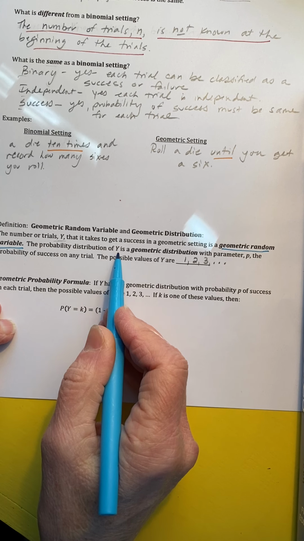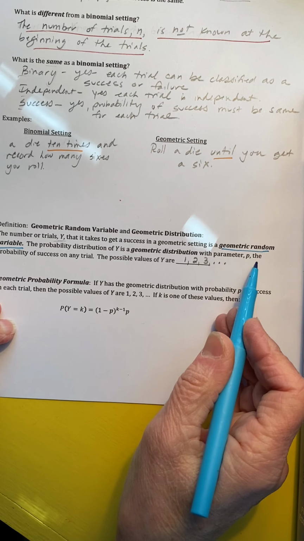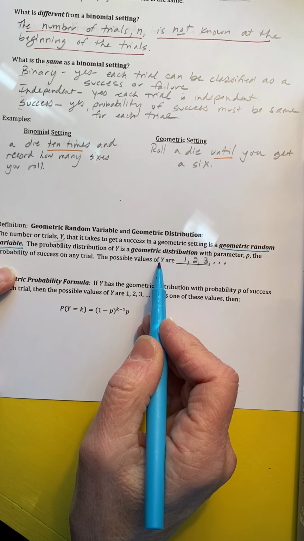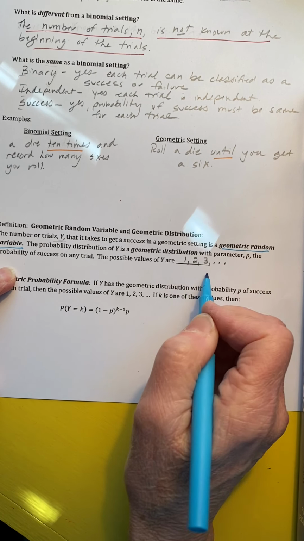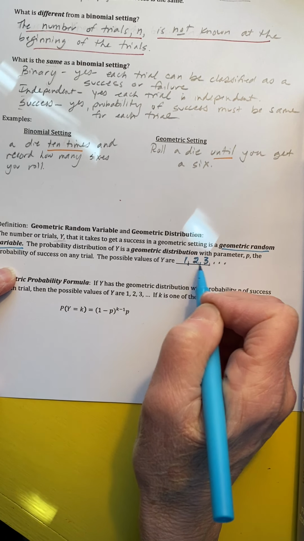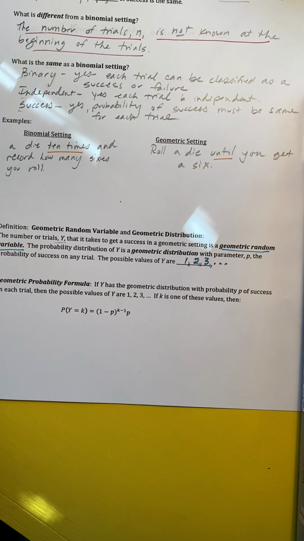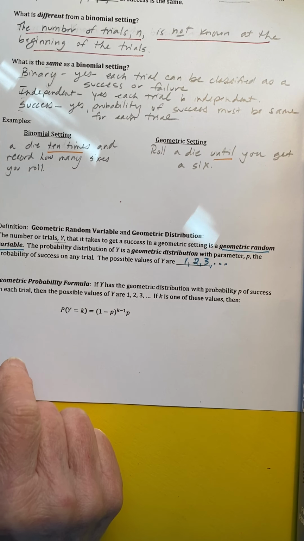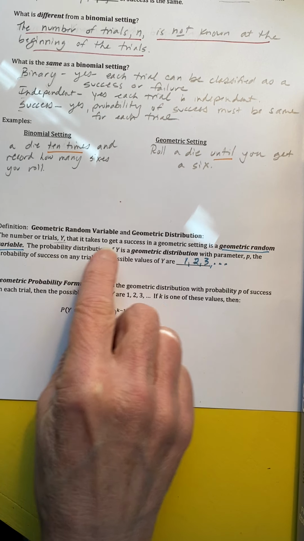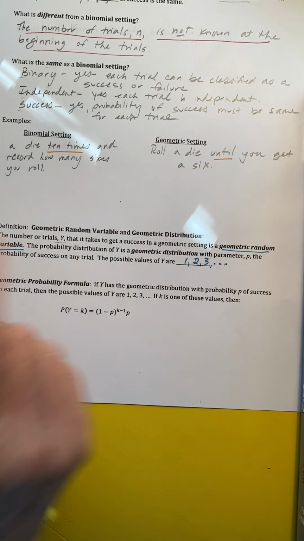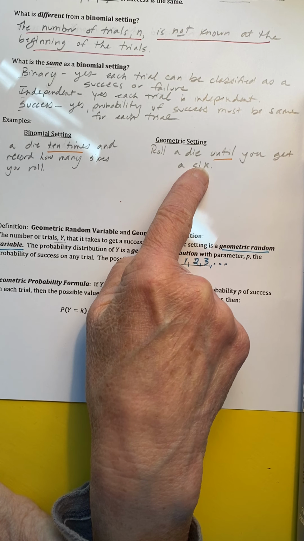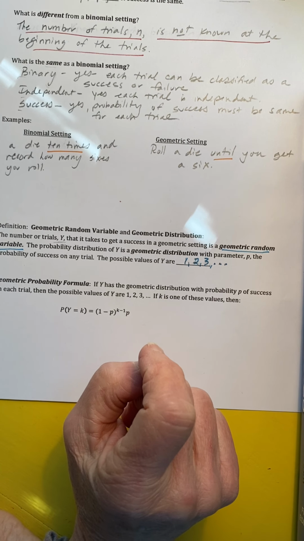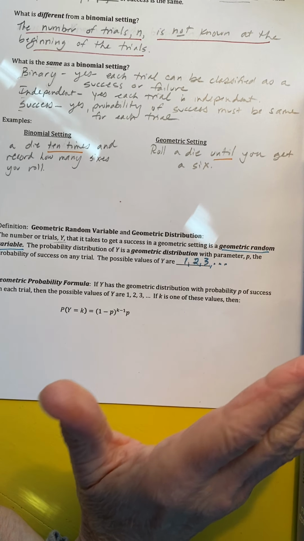The probability distribution of y is a geometric distribution with a parameter p, which is the probability of success on each trial. The possible values of y are 1, 2, 3, and so on. Think about that for a moment. What we're saying, y represents the number of trials it takes to get a success. You could get lucky and roll a 6 right away if we're doing this example. That would take 1 trial. But you might take 20 rolls before you get a 6. That's probably not very likely, but it could happen.